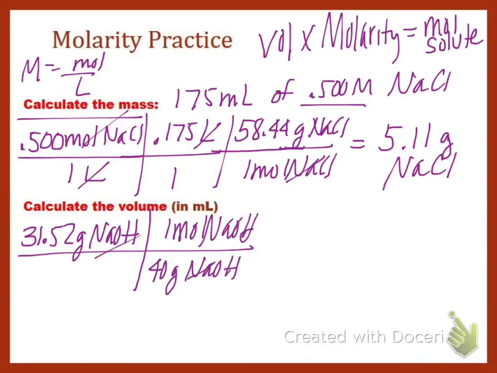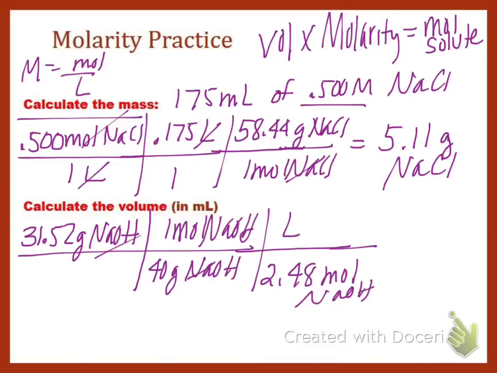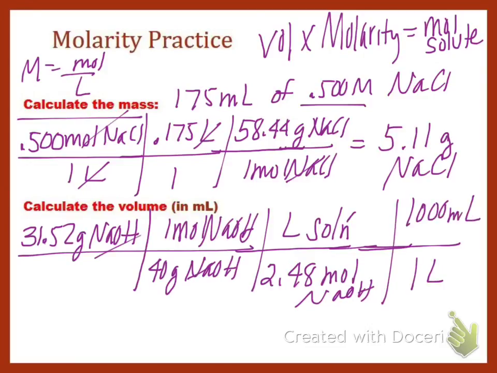So I got rid of grams. Now I want to get rid of moles and get to liters. What do I have at my disposal? Molarity. I have my molarity. So I'm going to take my molarity that they gave me of 2.48 moles of NaOH per liter of solution. And this is my abbreviation for solution. You can just put the liter; you don't have to put the solution. And this wants it in milliliters, so I'm going to say 1 liter is 1,000 milliliters.